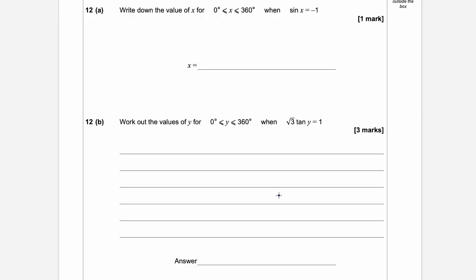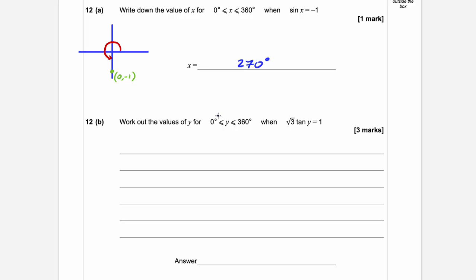Question 12a. Write down the value of x for which sine of x is negative 1. Okay, so guys, I like to use the unit circle here. Where sine is the y coordinate, it is down here. That is (0, negative 1). y coordinate is negative 1. What is that angle? Well, it's 90, 180, 270. So this angle is 270 degrees. Okay, that was only 1 mark.